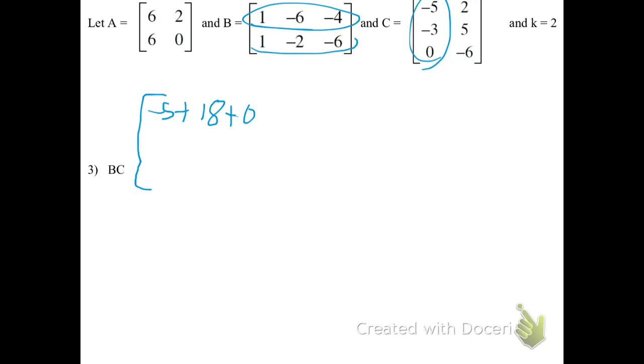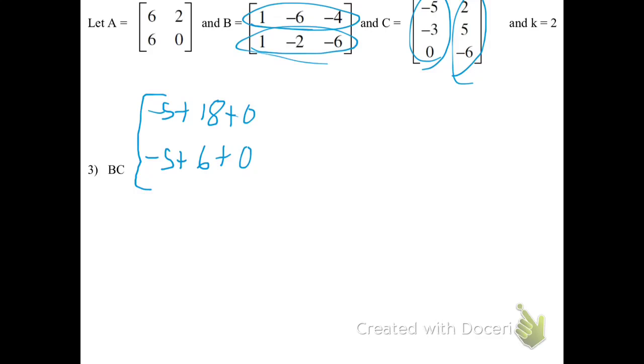And we're going to move on to second row times first column. -1 times -5 gives you -5. Add -2 times -3 is 6. And then we add -6 times 0, which is 0. And we're going to move on to second column multiplying time.